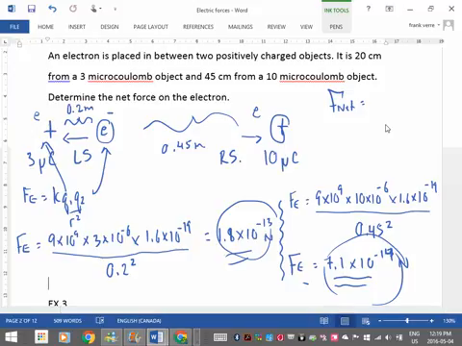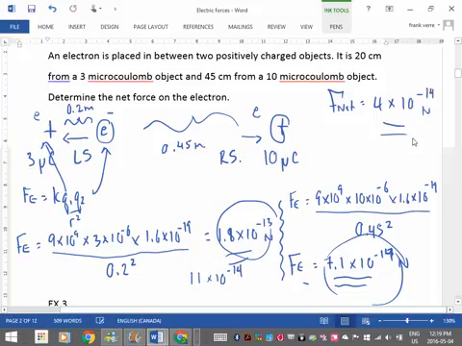What did you get? So 1.1 times 10 to the negative 13 is the same as 11 times 10 to the negative 14. So that's about 4. About 4 times 10 to the negative 14. Okay, so the net force is 4 times 10 to the negative 14 to the left. So we expect the electron to start moving to the left. Okay, all right. One more question.